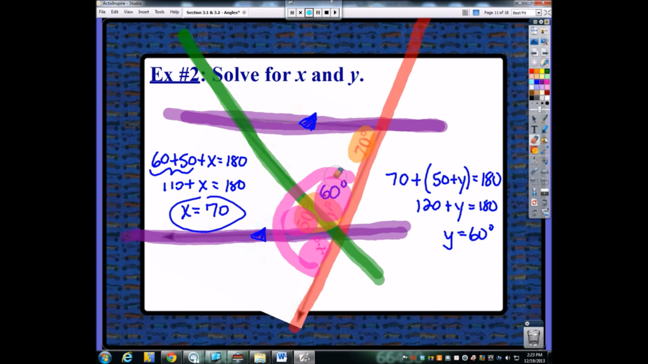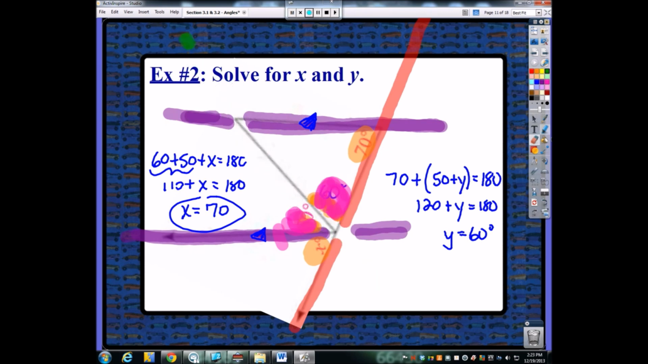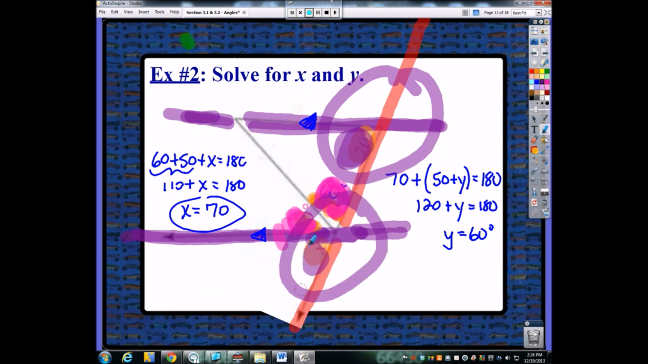Now, another thing we could have used, besides the straight angle postulate, was that x and the 70 degree angle, if we get rid of the green transversal here, are corresponding angles. This is in the lower left-hand corner of this quadrant, and this is in the lower left-hand corner of this quadrant. They're corresponding angles, and in the presence of parallel lines, corresponding angles are congruent. So if this angle is 70, x must be 70 as well.